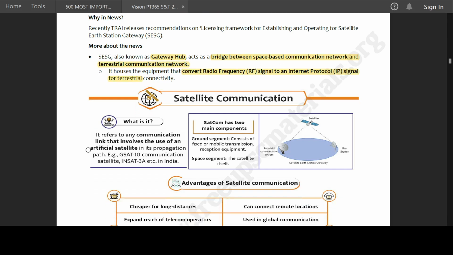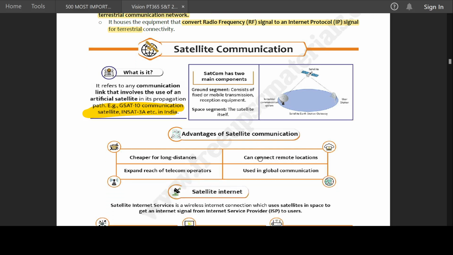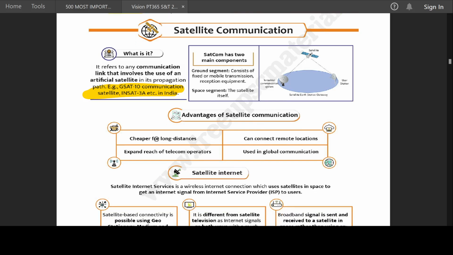Satellite communication refers to any communication link that involves the use of an artificial satellite in its propagation path. Example: GSAT-10 communication satellite, INSAT-3A, etc. in India. SATCOM has two components. Ground segment consists of fixed or mobile transmission reception equipment. Space segment, that is the satellite itself. Advantages of satellite communication: cheaper for long distances, can connect remote locations, expand reach of telecom operators, used in global communication.